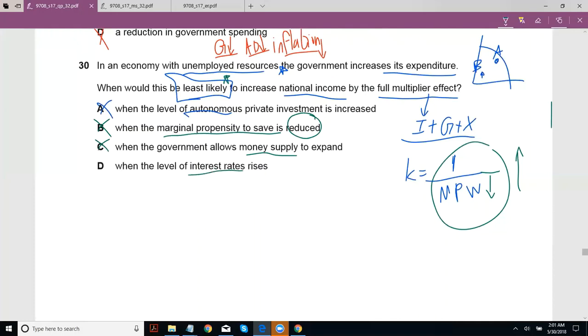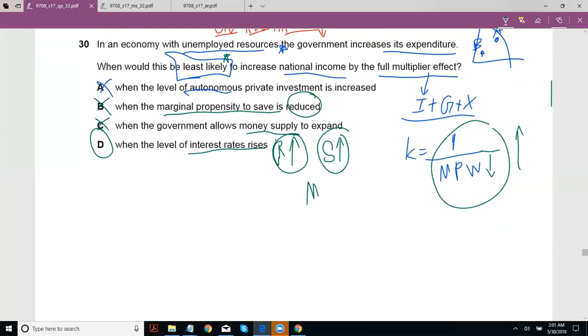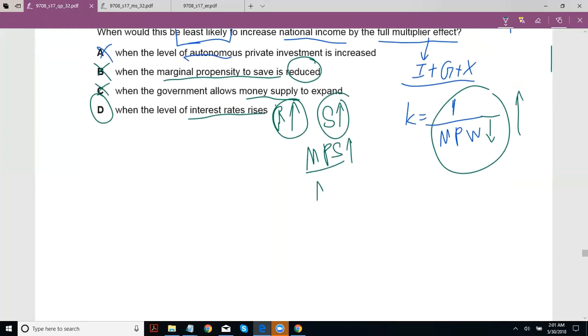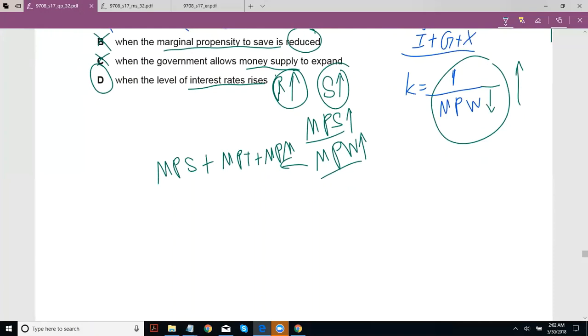Anyhow, when the level of interest rates rises, and I believe this would be your answer, because when interest rates rise, people are more likely to save a greater proportion of their income, because obviously they're getting a higher rate of return on saving. So your marginal propensity to save is likely to increase. That's the same thing as saying your marginal propensity to withdraw, because your marginal propensity to withdraw, depending on which type, whether it's a 2, 3, or 4 sector economy, equals your marginal propensity to save plus your marginal propensity to tax plus your marginal propensity to import. In fact, I believe it was marginal propensity to save plus MPT plus MPM plus MPC.